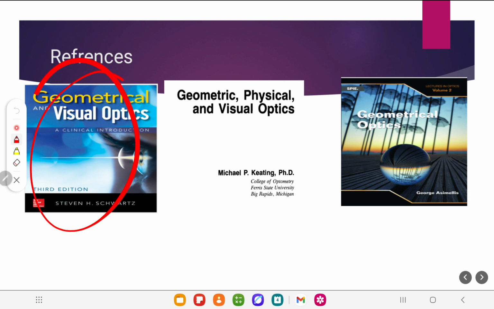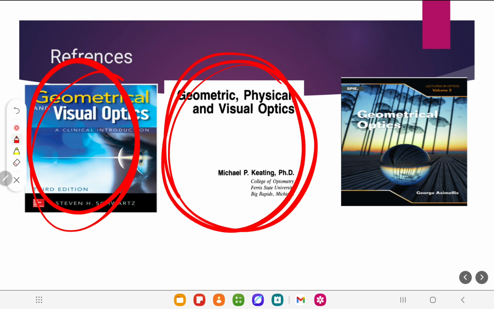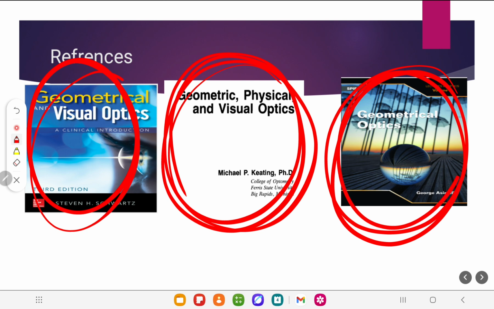You can start from this book, Geometric and Visual Optics. This is a great book, and a lot of today's presentation is covered here. And this is my favorite book, Geometrical Optics by Professor Dr. George Smith. Look at all the books, and in today's presentation there are a lot of things covered from these two books. So I hope it will be clear.